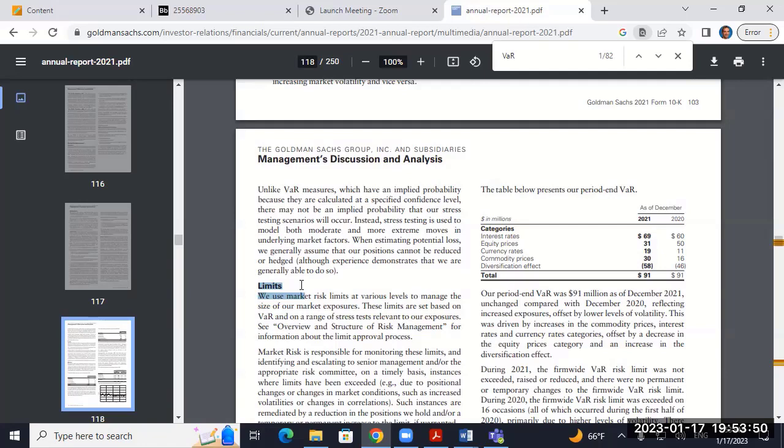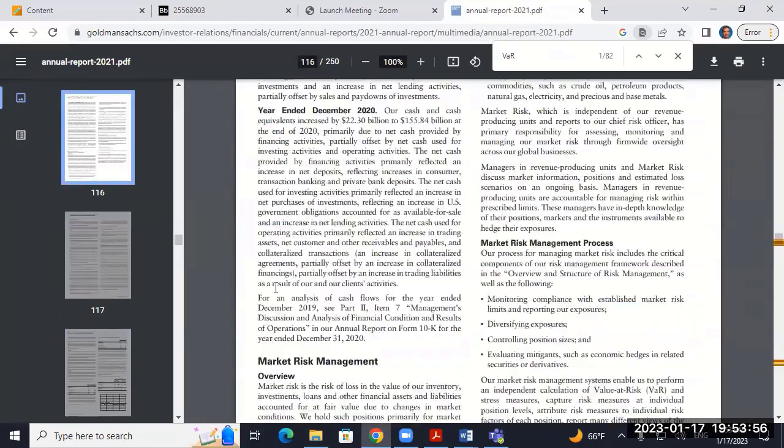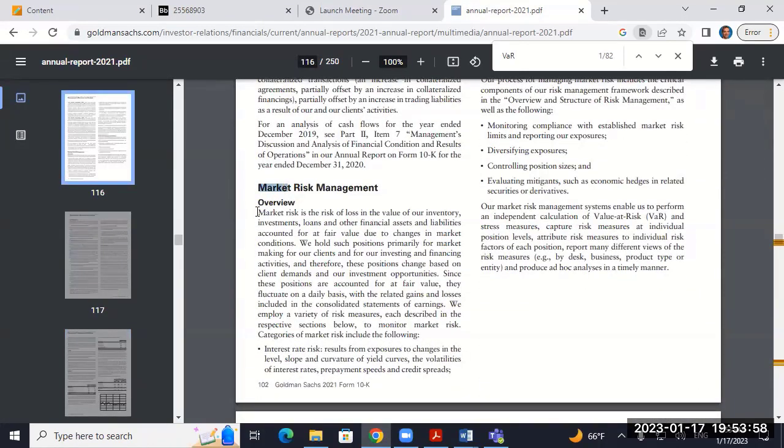So that's part of what you're going to do in this: how does Goldman Sachs define market risk? Well, if we go back to market risk, this one's pretty easy. Market risk is the risk of loss in the value of our inventory, investments, loans, and other financial assets and liabilities. See, it's both. Accounted for at fair value due to changes in market conditions. That's pretty easy. So what do you do? You quote that.